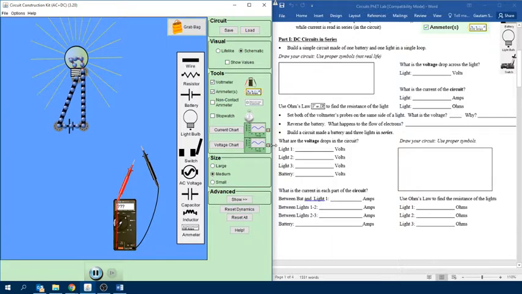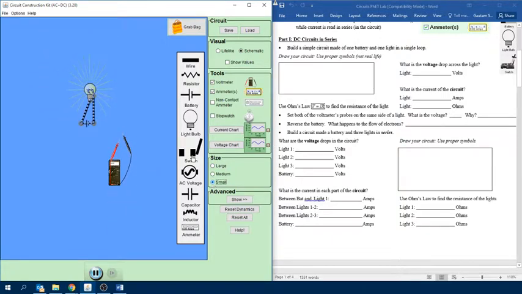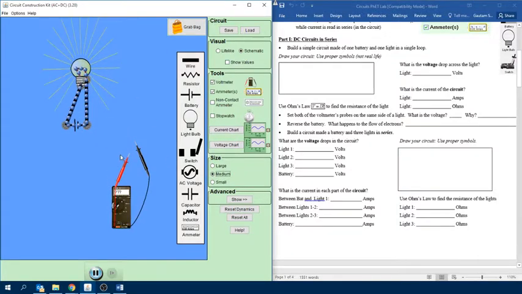Now, let me do this at a smaller scale, so it's a little easier to read. Oh, actually, let's do medium here real quick.